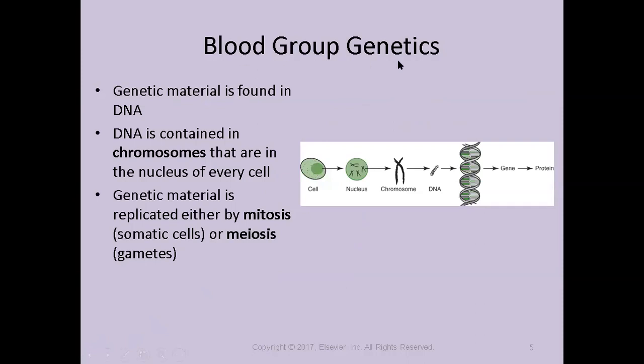When we get into blood group genetics, this is just a basic review, which you probably have had previously in a biology class. Genetic material is located in DNA, and DNA is contained in chromosomes, and chromosomes happen to be in the nucleus of every cell. Genetic material is replicated either by mitosis if we have a somatic cell, or meiosis if it's gametes.